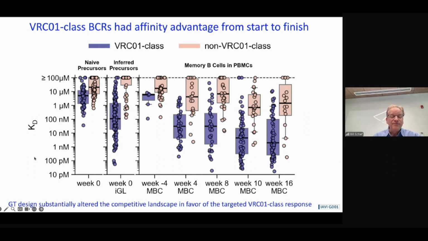And so the design of the immunogen basically altered the competitive landscape in favor of the VRC01 class response. And we think that also obviously has to do with why the molecule worked. So I just wanted to show you that to kind of look under the hood a little bit, and these data are in the paper.